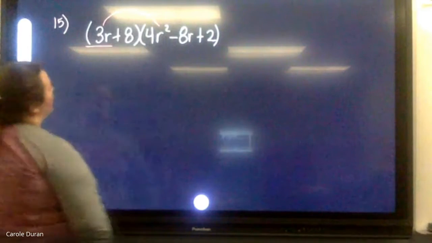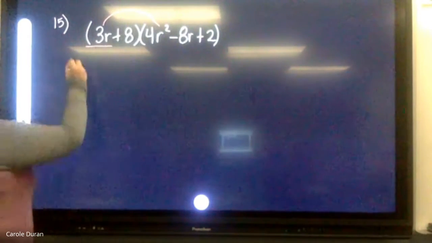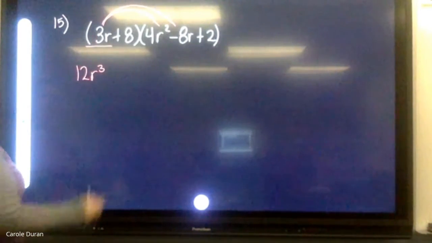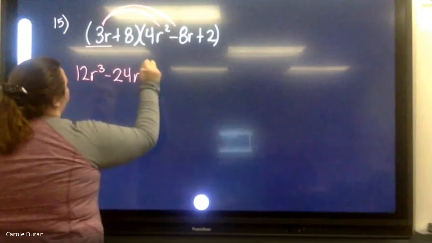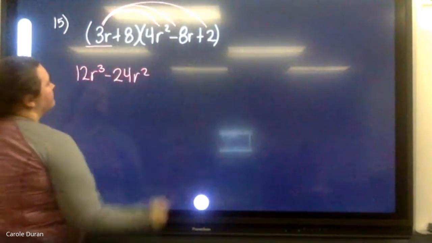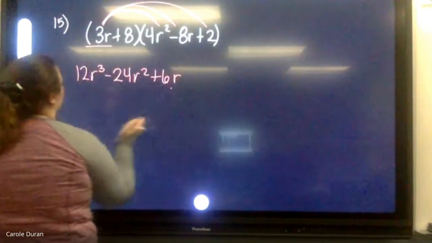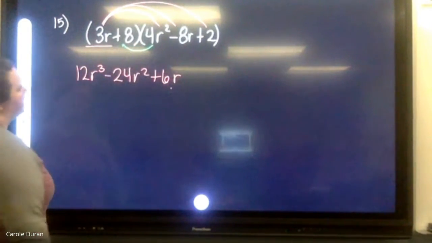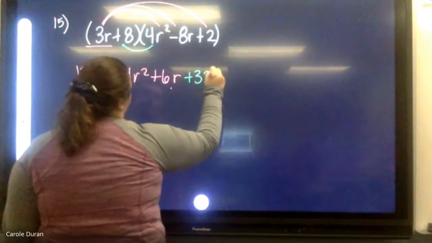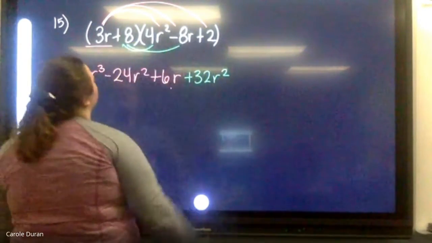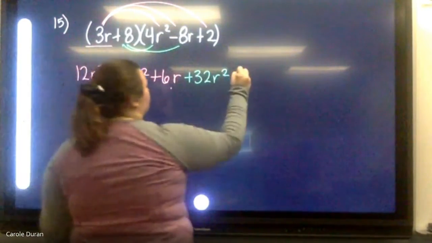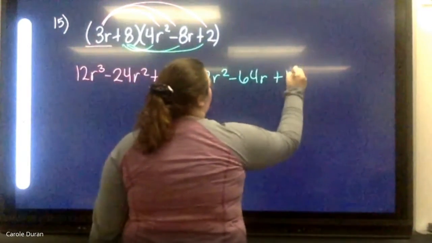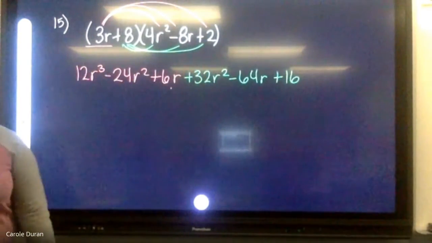So what's 3r times 4r squared? 12r cubed. Good. Then I have 3r times negative 8r. Negative 24r squared. Then I have 3r times 2. Plus 6r. Moving to a different color, I have 8 times 4r squared. 32r squared. 8 times negative 8r. And 8 times 2. Plus 16. Then from here, all I have to do is combine like terms.